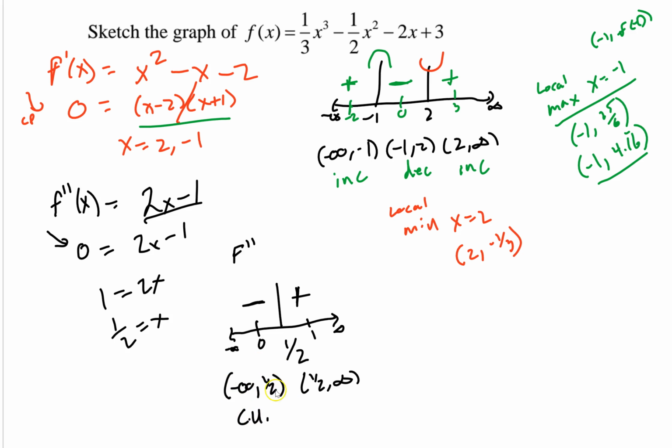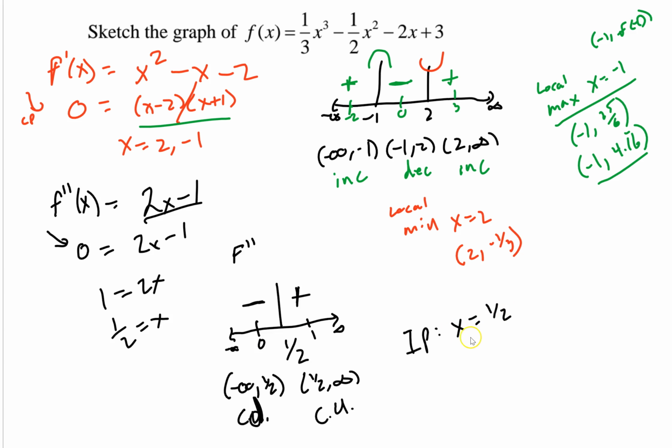from negative infinity to 1/2, and I'm concave down. There we go. Didn't see the minus there. And then concave up from 1/2 to infinity. And there's a sign change here. So remember, that makes 1/2 an inflection point. So I know I have an inflection point at x equals 1/2.